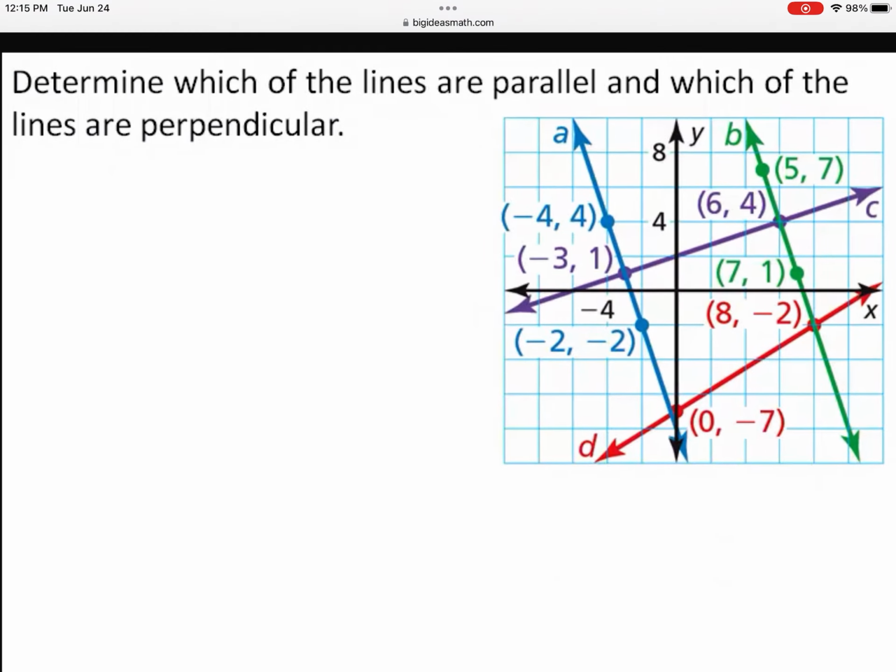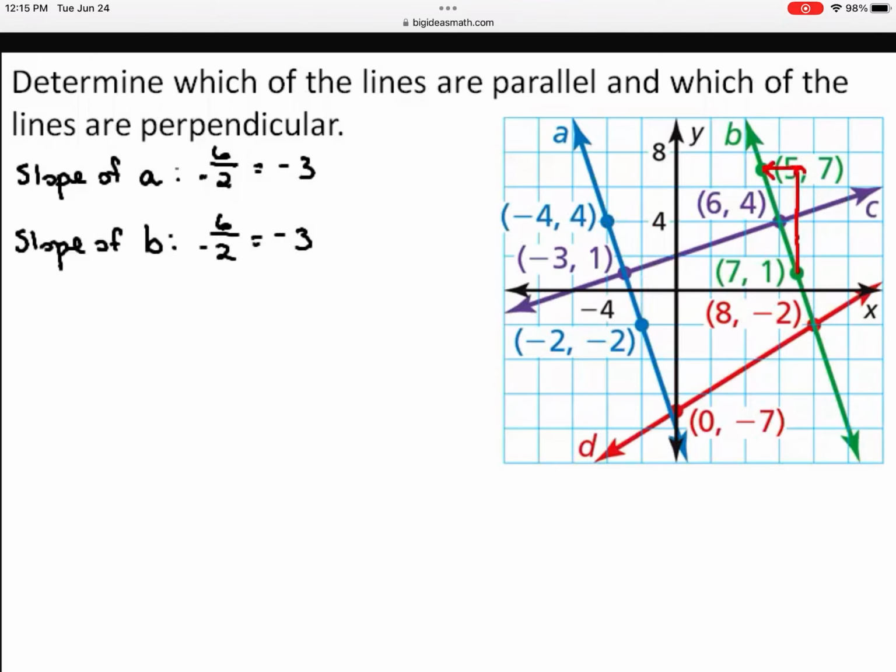Determine which of the lines are parallel and which of the lines are perpendicular. In order to find which lines are parallel and which lines are perpendicular, you need to find the slope of each line. So the slope of line A is 6 divided by -2, which equals -3, because looking at the picture, you go up 6 units and to the left 2 units. The slope of line B is 6 divided by -2, which is -3, because you go up 6 units and to the left 2 units.